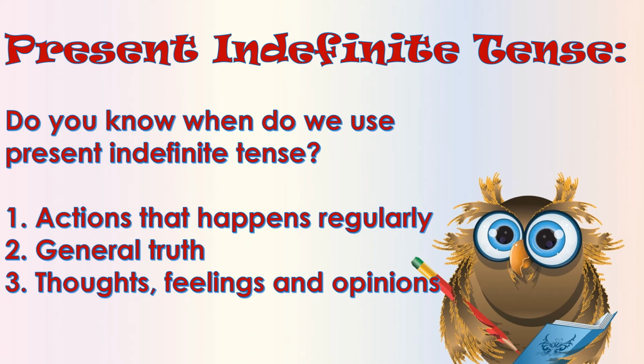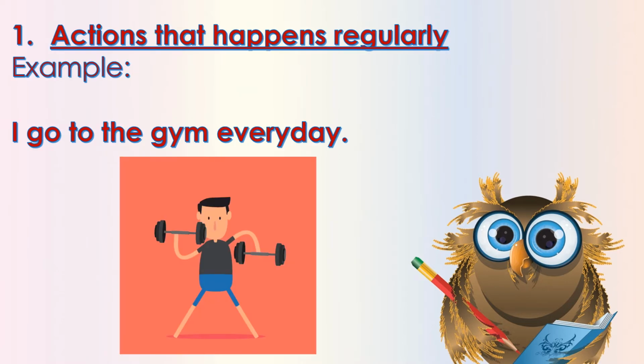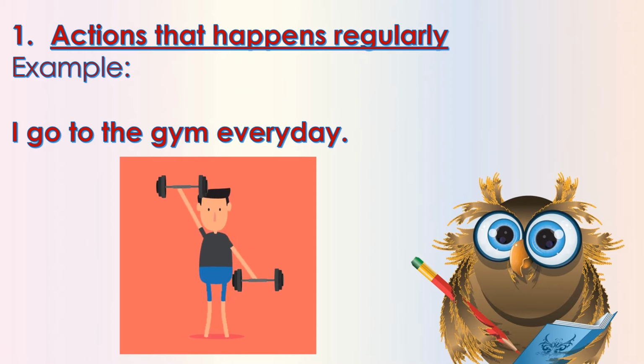Present indefinite tense. Do you know when we use present indefinite tense? We use it in actions that happen regularly, in general truths, in thoughts, feelings and opinions. Actions that happen regularly. Example, I go to the gym every day. That is something that happens regularly.